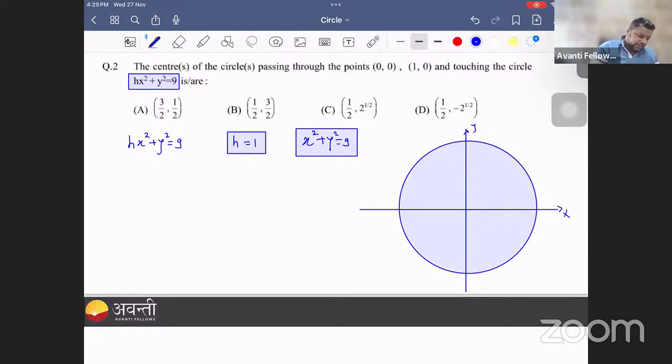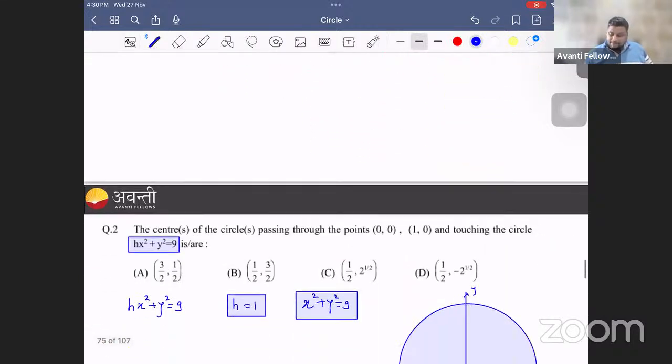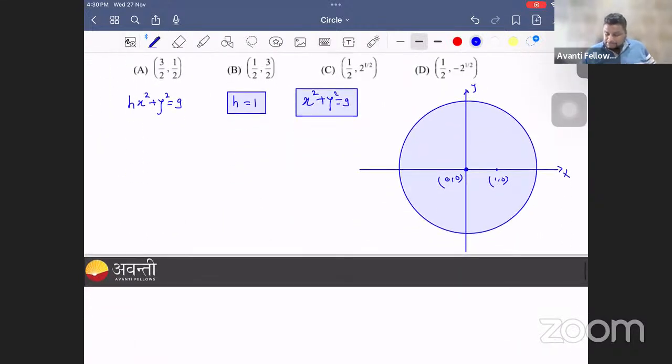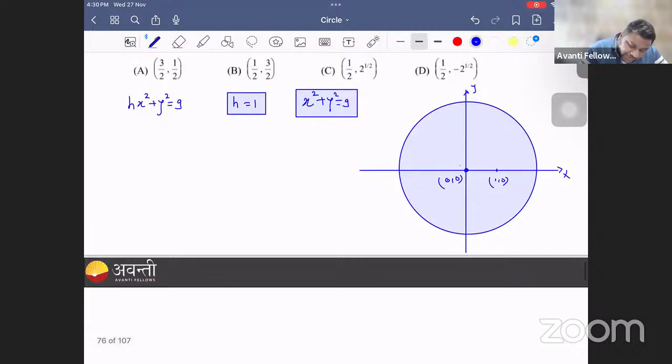Now they are saying the center of the circle passing through the points 0, 0 and 1, 0 and touching that other circle. This is the question. Now, the circle will be definitely touching it internally, something like this.